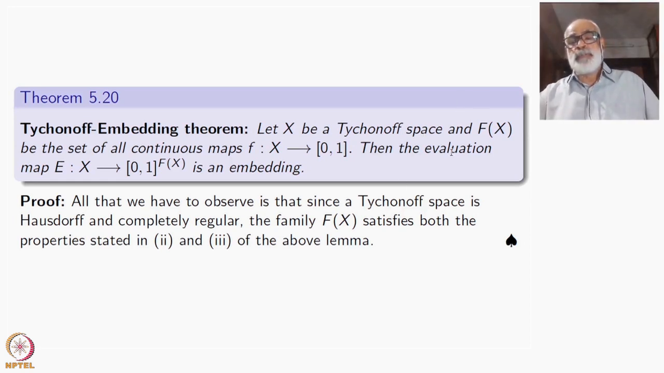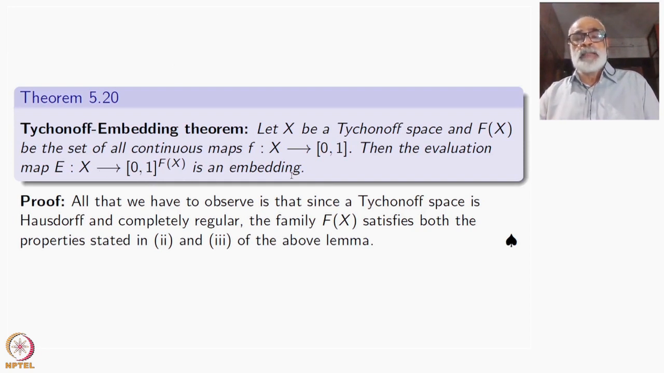So, start with a Tikhonov space and let F_X be the set of all continuous maps f from X to [0,1]. Here I am having a liberal choice of this curly G in the lemma. So, curly G is the entire space of all continuous functions from X to [0,1]. Then, the evaluation map E from X to the product of the closed interval [0,1], taken F_X times, indexed over F_X. For each continuous function, you take a copy. Earlier we had arbitrary Y_f, now each Y_f is equal to the closed interval [0,1]. So, that is the special case of this previous lemma.